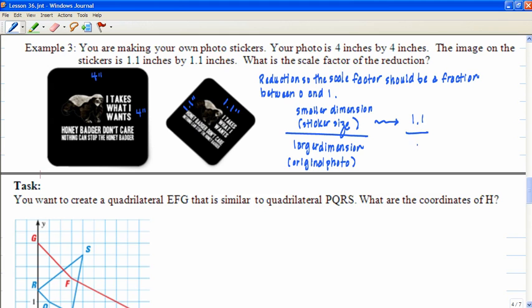So our original is 4. So go ahead and simplify that in your calculator. You will get that this is an 11/40th reduction. That's our scale factor. That's our k.